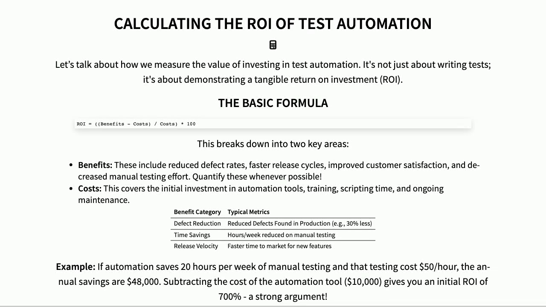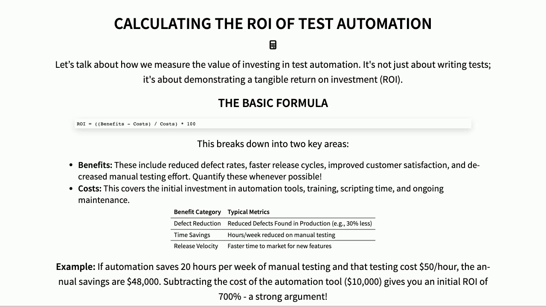Okay, let's get down to brass tacks. How do we prove that investing in test automation is worth it? It all comes down to calculating the return on investment, or ROI. The basic formula is pretty straightforward. You take the difference between the benefits and the costs, divide it by the total costs, and then multiply by 100 to get a percentage. Essentially, we're figuring out if the savings from automation outweigh the initial investment.